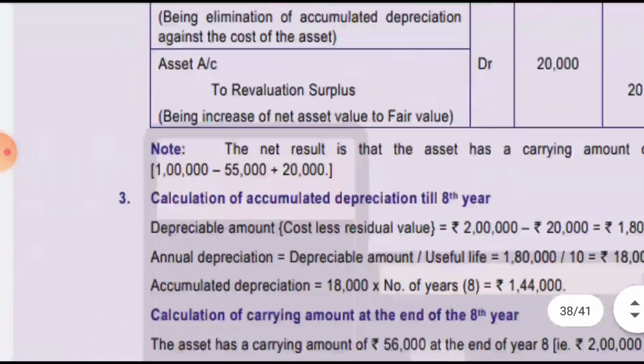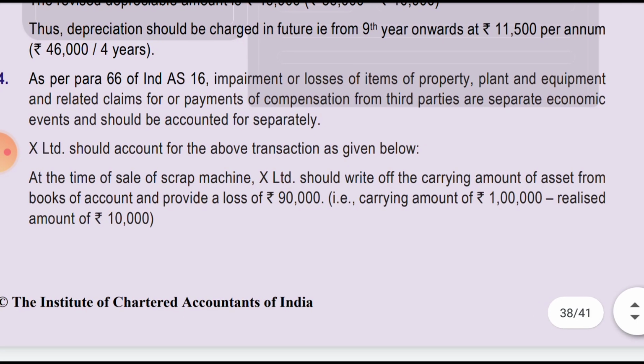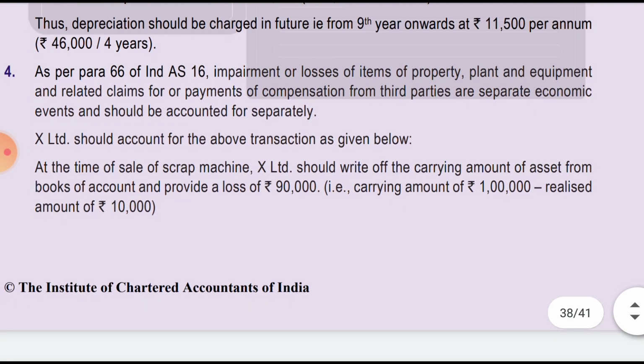We'll quickly go through the solution. See, as per para 66, impairment loss of an item of property, plant and equipment and related claims for payment of compensation from a third party are separate economic events. See, these related claims for the compensation and the impairment loss of the property are two separate economic events and should be accounted separately, so that the loss of 90,000 will be accounted separately, and this 50,000 of the asset, that is income receivable, would be accounted separately.